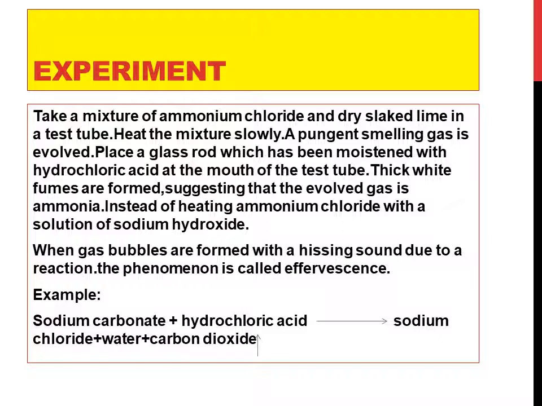Place a rod which has been moistened with hydrochloric acid at the mouth of the test tube. That means the rod has been immersed into a bottle containing hydrochloric acid, and we bring that rod just in front of the mouth of the test tube. We will see that thick white fumes are formed, suggesting that the evolved gas is ammonia. This is just a small experiment to make you understand that some gases have a different kind of smell, or could be identified in a different manner.